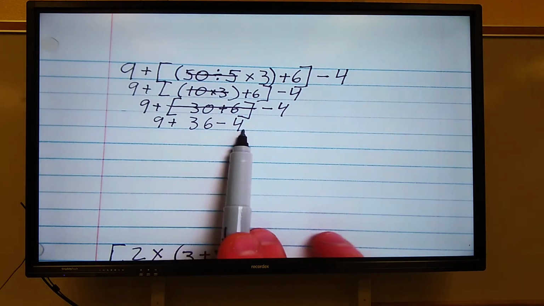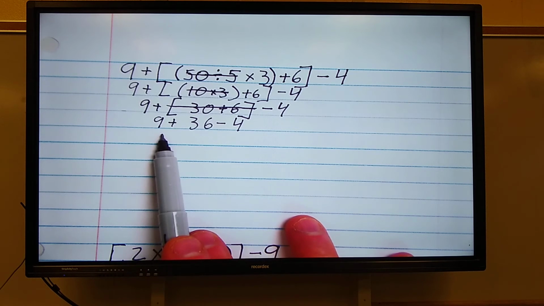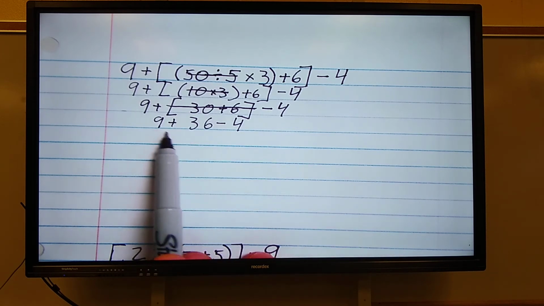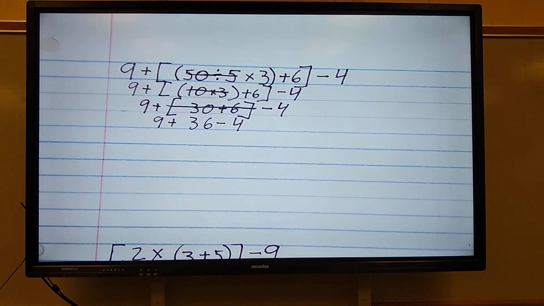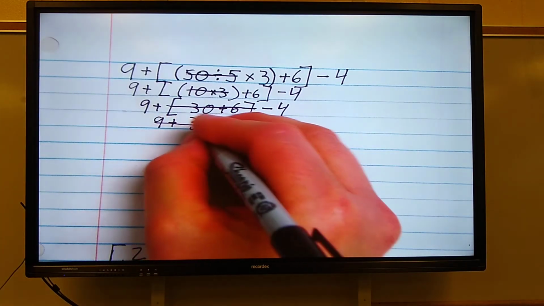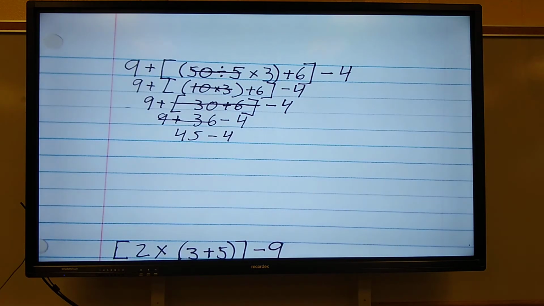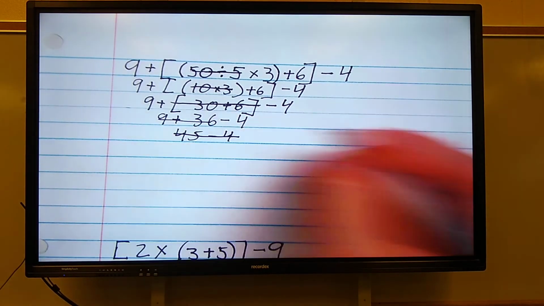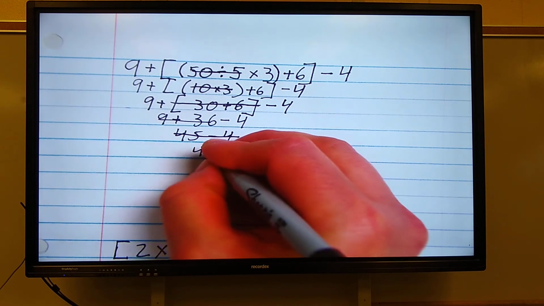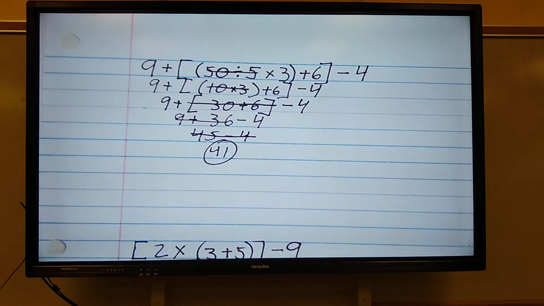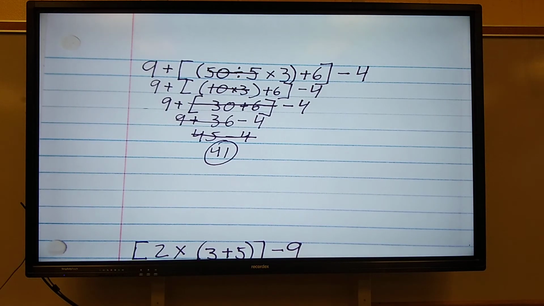No more multiplication or division. So addition and subtraction, left to right. So I got to do this first. 9 plus 36. And that, of course, equals 45. So 45 minus 4, and that will give me my answer. 45 minus 4 is 41, and the truth shall set you free. Look at your work, look at mine, make sure you did everything correctly.